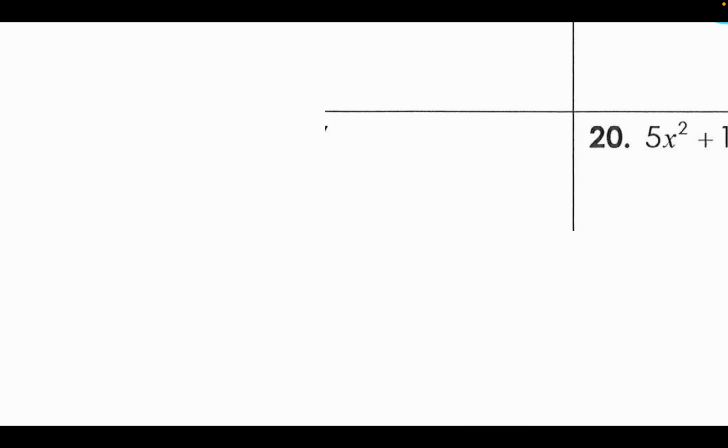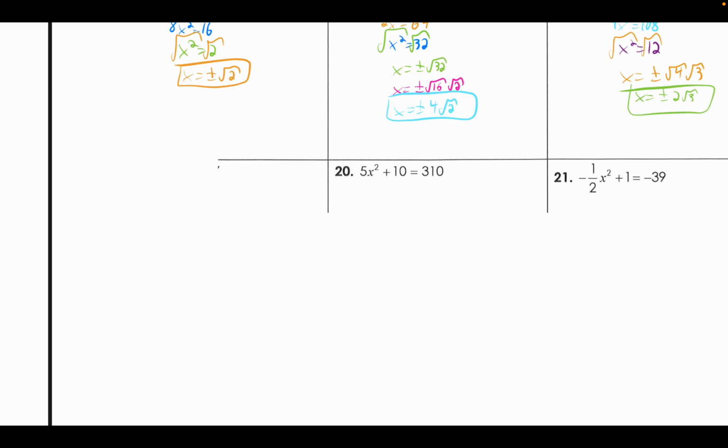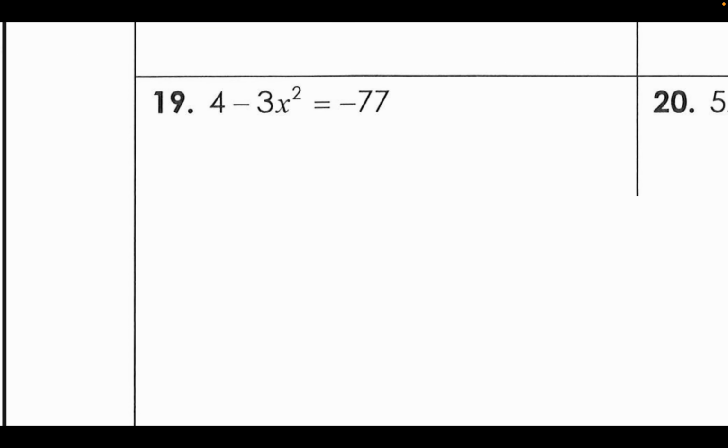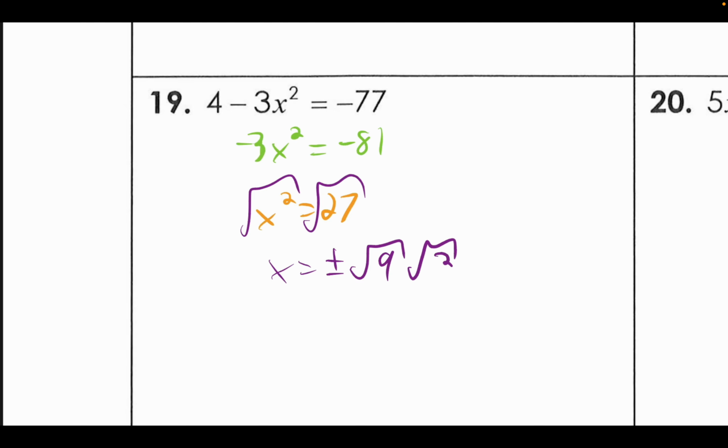Moving on to number 19 here, once it loads. Sometimes moving it around helps it load. There we go. Number 19, we have to undo the 4 and the negative 3. We undo the 4 first by subtracting 4, and we get negative 3x squared. That negative stays with the 3, and we end up getting negative 3x squared equals negative 81. Dividing both sides by negative 3 gives me x squared equals 27. So now if I square root both sides, I get x equals positive and negative square root of 9 times the square root of 3 as I seek to simplify that right-hand side. And I get positive and negative 3 square root 3 as my two answers.